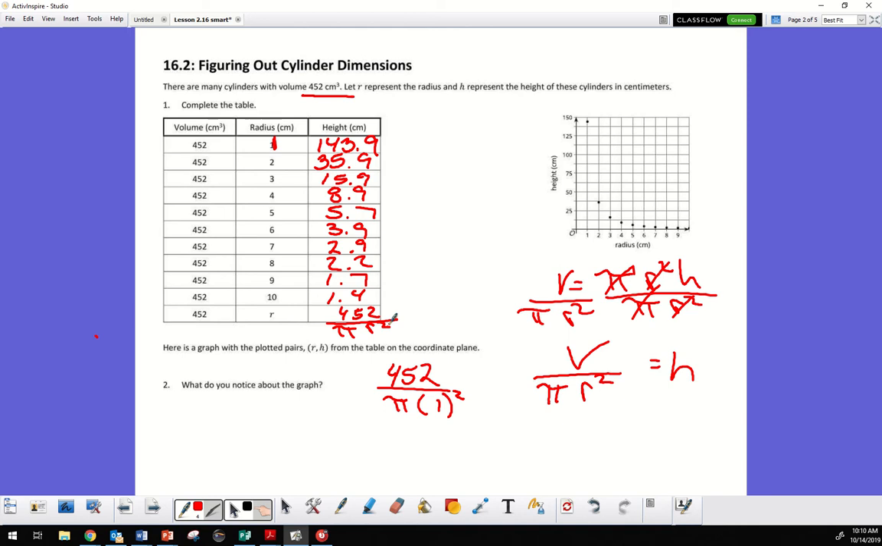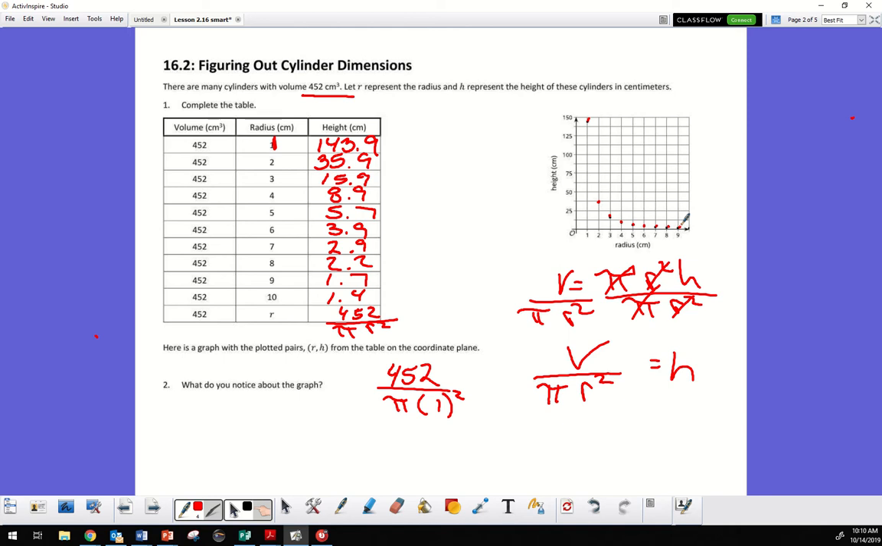Okay, so now on the next one it says, here's a graph with the plotted pairs from the table of the coordinate plane. What do you notice about the graph? Now let's look. So my answers are actually already here. So at 1 it was 143. The next one's going to go down here, and it was 35, right? There we go. And then you keep going. What do we notice about the graph? It's decreasing, right? Decreasing a lot.